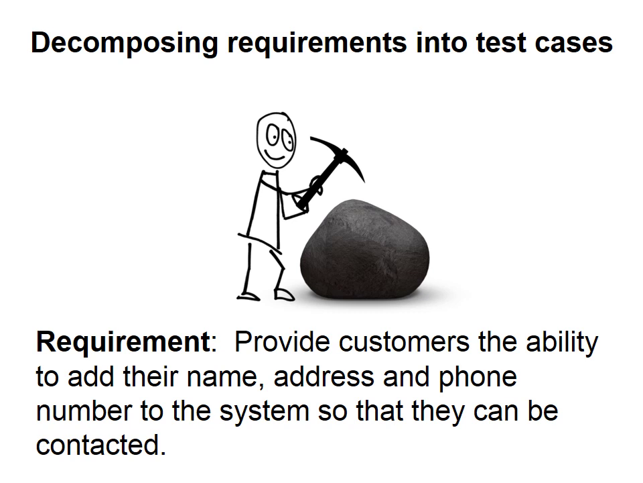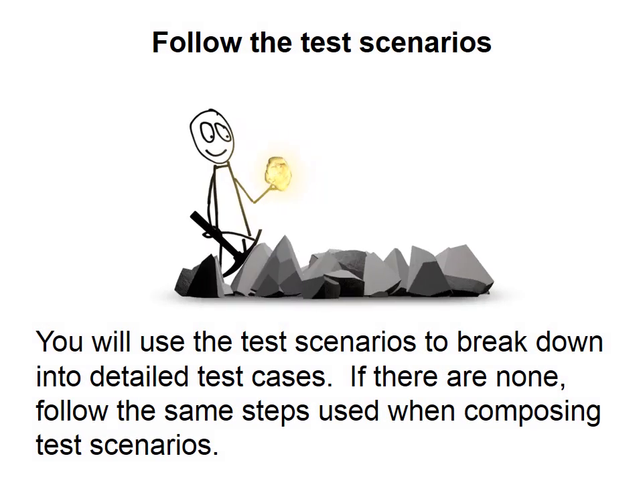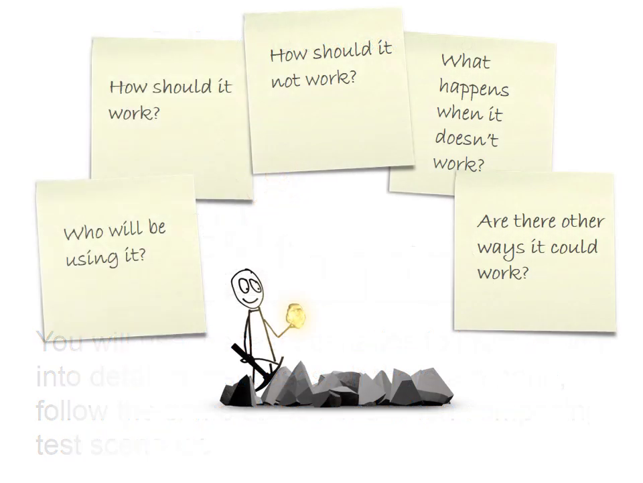Let's take an example of a requirement and decompose it into a test scenario and then a test case. In this example, we want to provide customers the ability to add their name, address, and phone number to a product so that they can be contacted. We would first decompose the requirement into high-level test scenarios, then use those scenarios to compose test cases. If test scenarios are not being used for your project, you can follow the same steps used to identify them to help you compose your test cases.